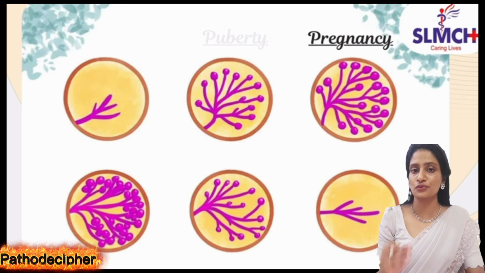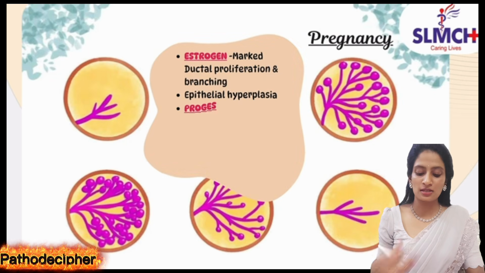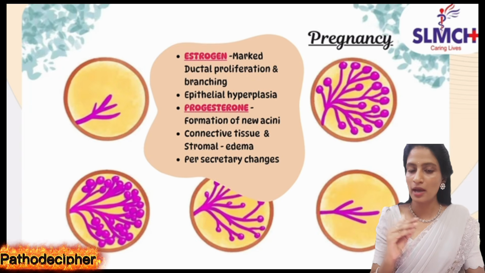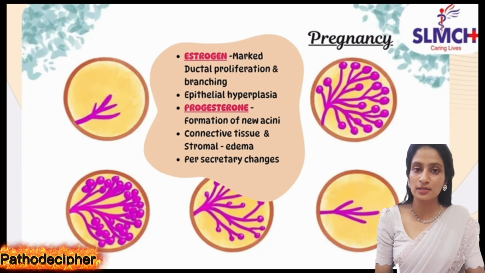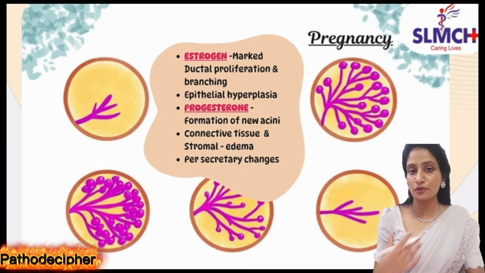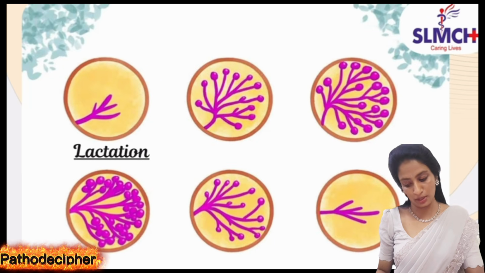The next image shows you pregnancy. In pregnancy, how does it appear? It responds to your hormones, that is estrogen and progesterone. Because of estrogen, there will be marked ductal proliferation and branching, and epithelial hyperplasia will also happen. The next one is progesterone. Progesterone will produce new acini, there will be edema in the connective tissue, and finally there will be pre-secretory changes during pregnancy.